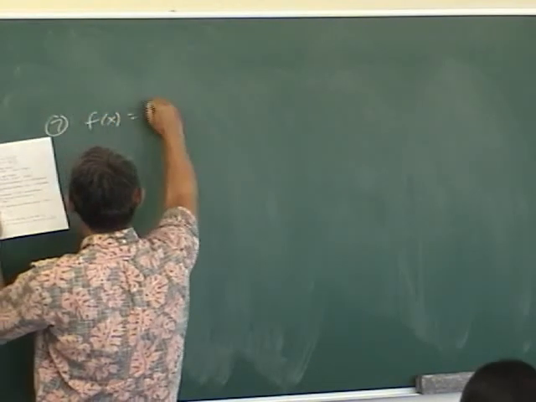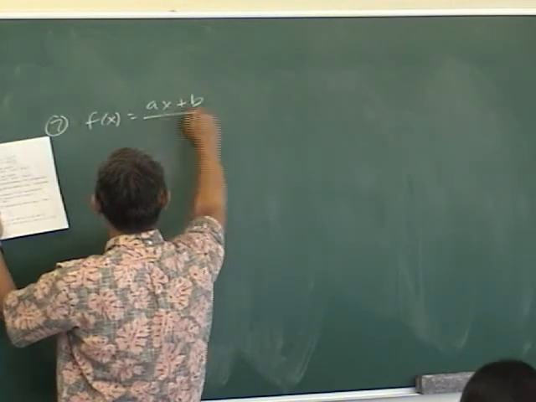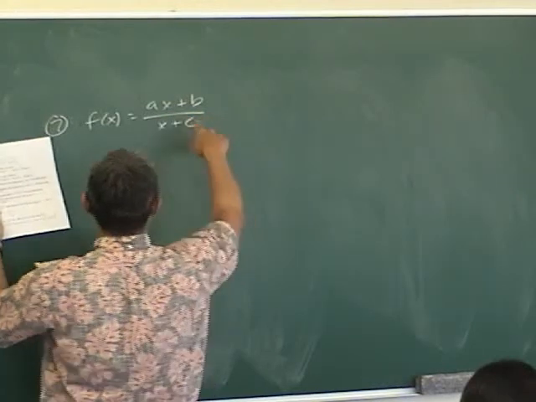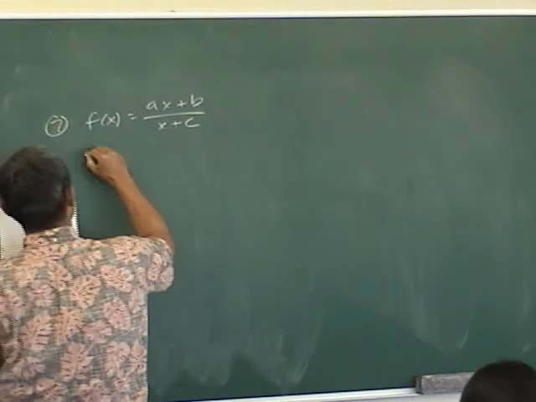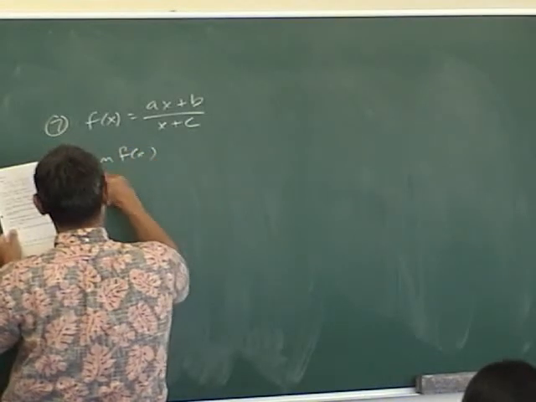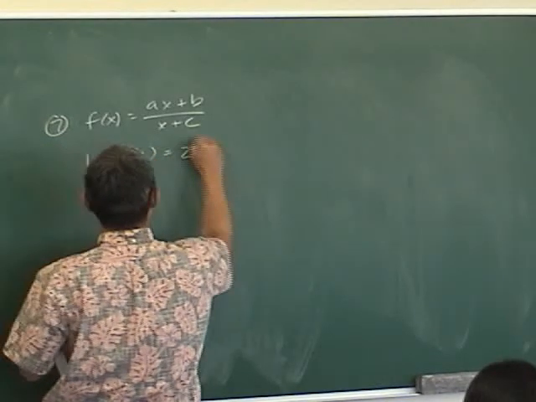Okay, this is to see if you know what's going on. Find the values of a, b, and c so that the limit of this function as x approaches infinity is 2. Now, when you see this, what do you think?